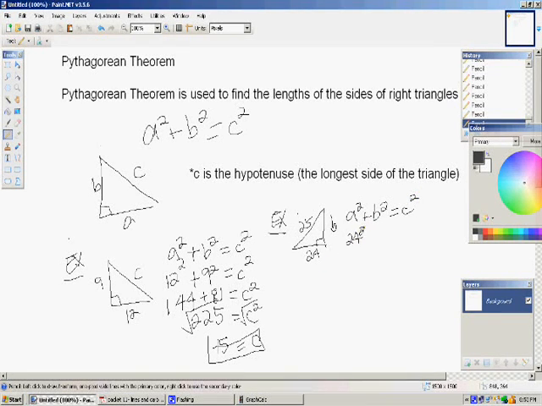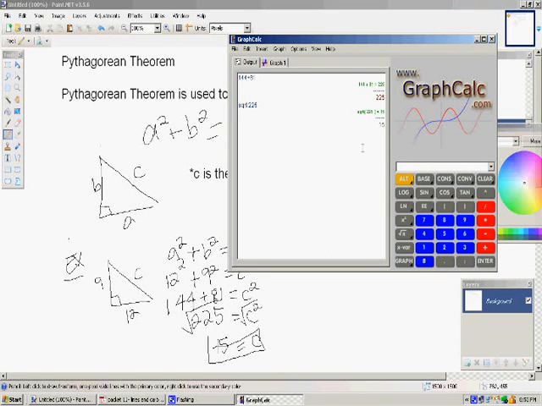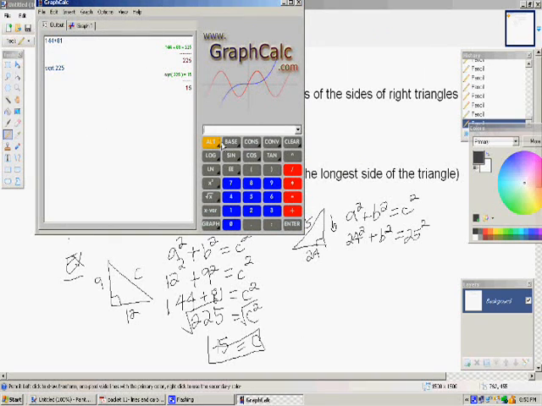We know A is 24, so we're going to do 24 squared. We don't know what B squared is, so we're just going to leave it as B squared. And we know that C is 25 squared. Okay, and now I'm going to go ahead and solve these squares. If I were a good student, I would already know what 25 squared and 24 squared is, but I don't, so I'm going to do it on my calculator. So 25 times 25 is 625, and 24 times 24 is 576.